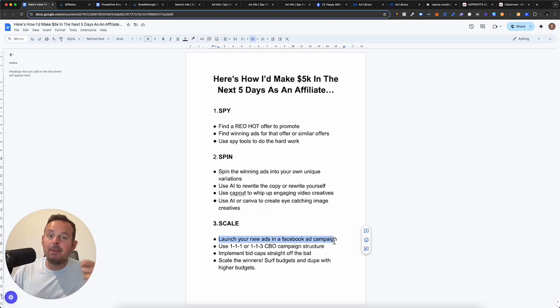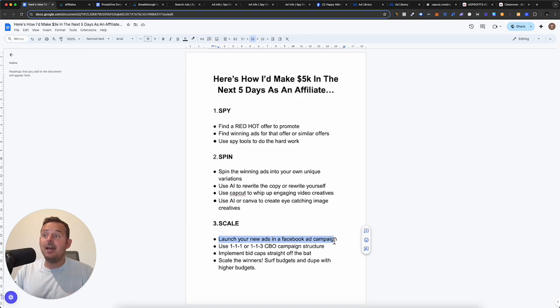Then what I'm doing is I'm implementing bid caps straight off the bat, okay? I'm not going to get into the down and dirty, but that's basically what I'm doing. Bid caps, even on an ad account that has no data, I'm utilizing bid caps. And then I'm going to scale the winners, and I'm going to scale by surfing budgets or duplicating the campaign and starting with higher budgets. Very, very normal stuff. Nothing groundbreaking here.